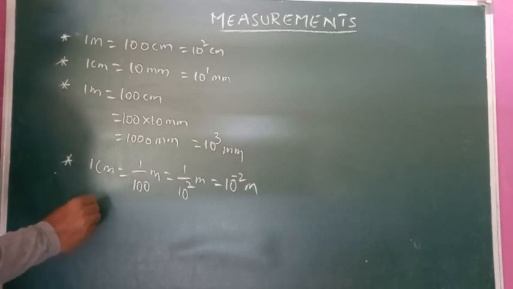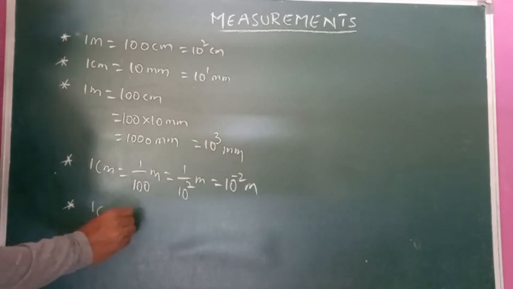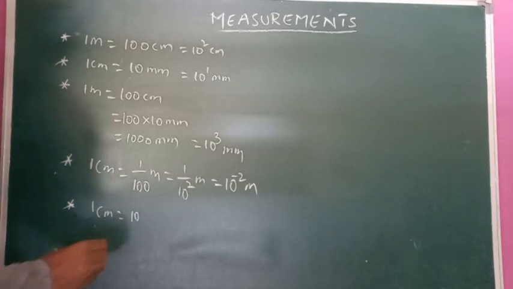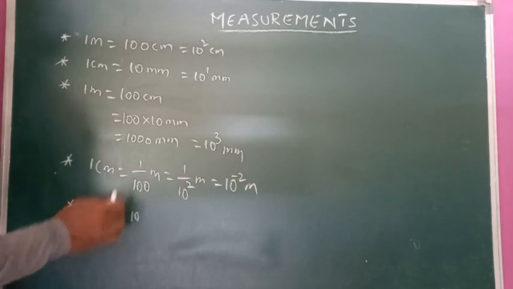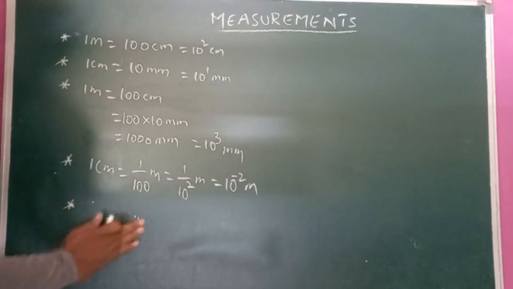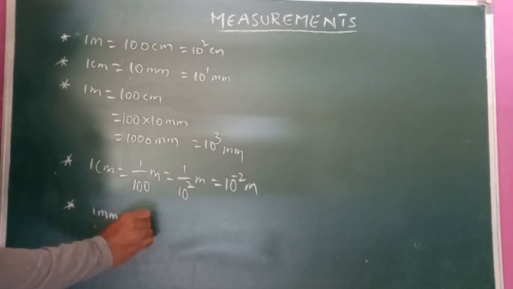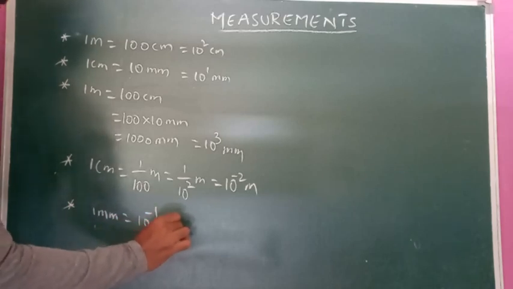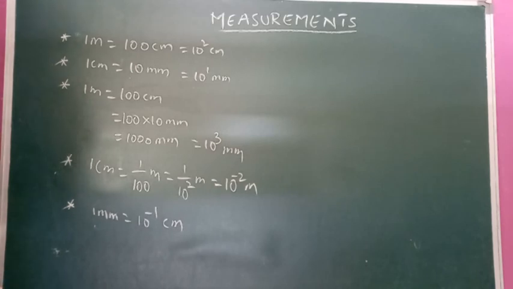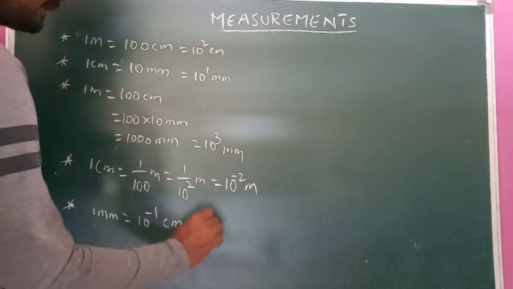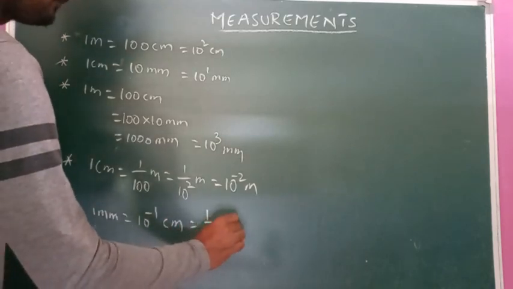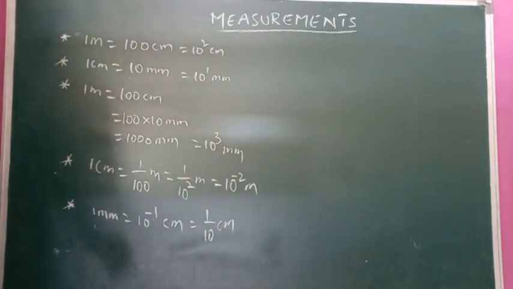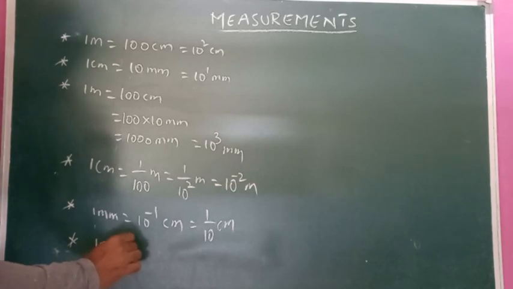1 centimeter is equal to 10 millimeters, then 1 millimeter is equal to 10 power minus 1 centimeters. That means 1 by 10 centimeter. Next, 1 meter, then 1 millimeter is equal to how many meters?